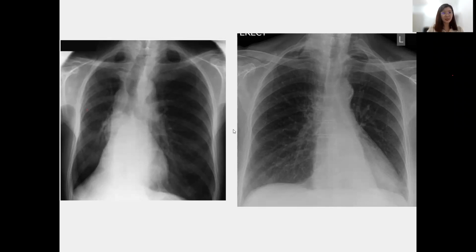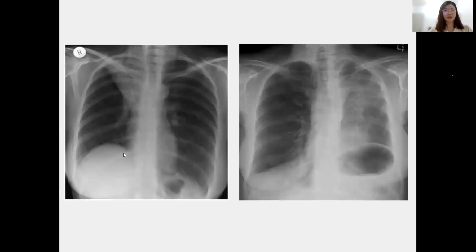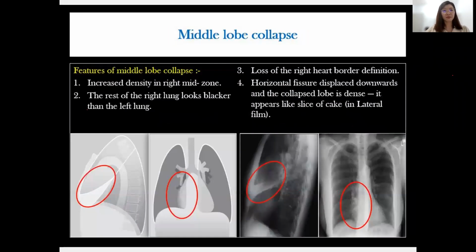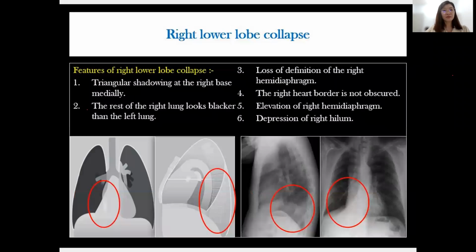I think it's right lower lobe collapse, right? Not middle lobe. Yeah, I don't know. You tell me. Yeah, this is right lower lobe collapse. Okay, let's go back to the finding just now. See, this is the right lower lobe collapse, always a triangular opacity, obscuring the right heart border. Okay, remember, so it's right lower lobe collapse, like here.